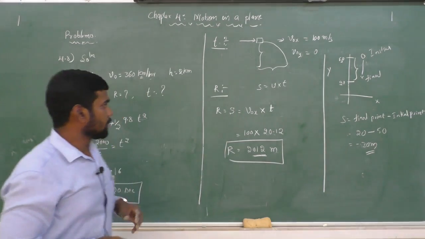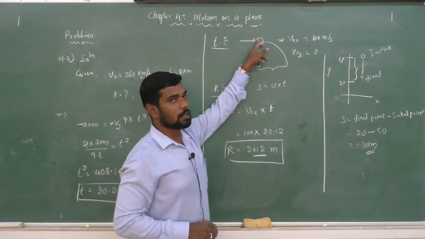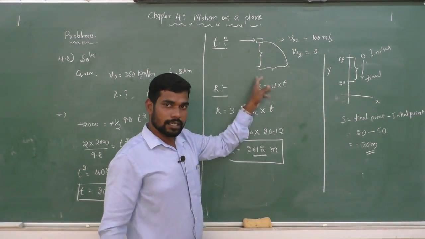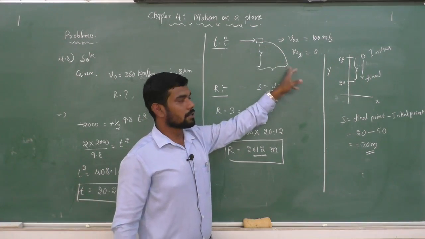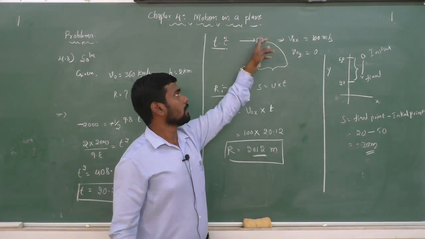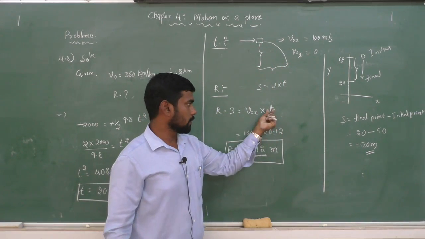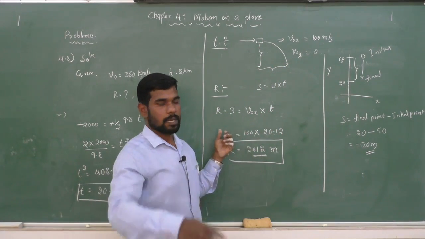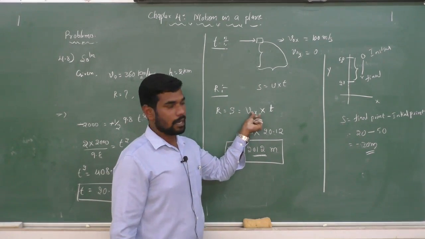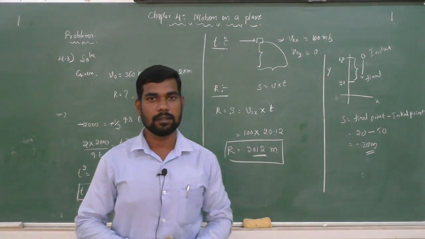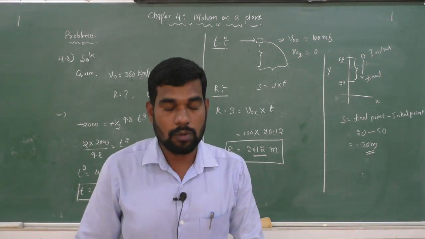Then the third point: time will be the same, because the projectile's vertical moving time and horizontal moving time will be the same. So that's why the horizontal displacement is found by horizontal velocity into time. I hope you understood.